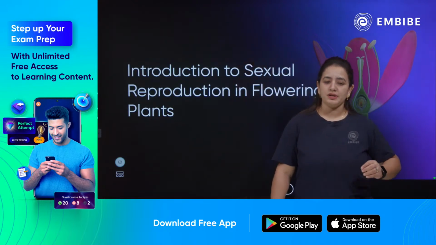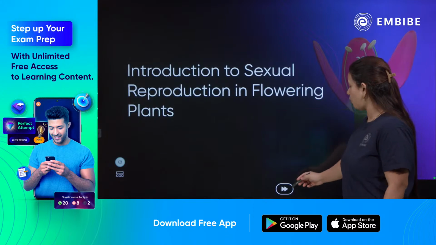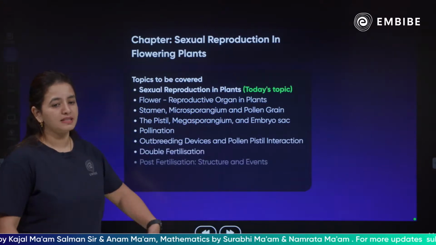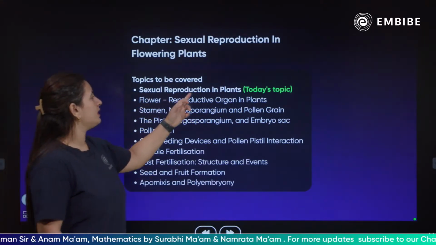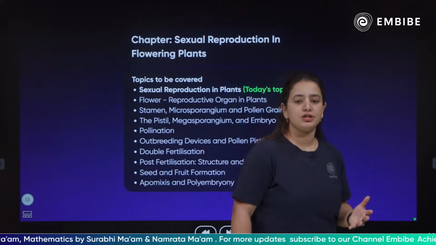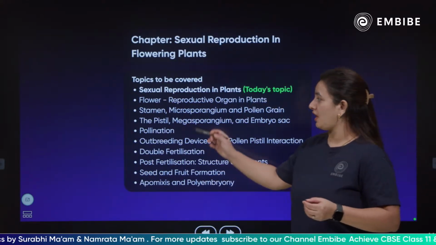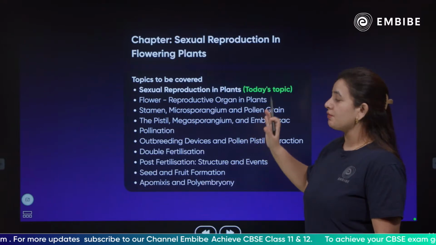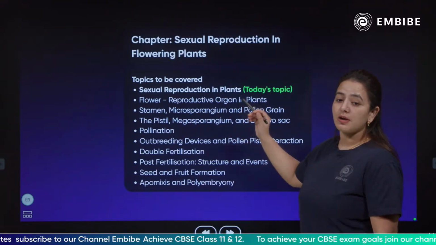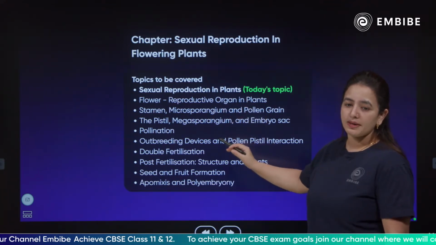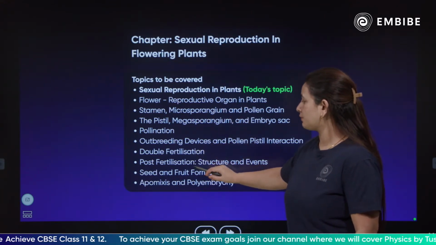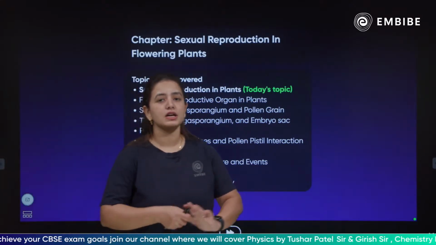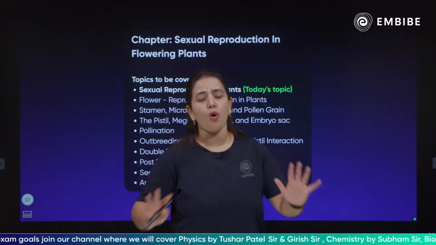Okay, so let's start our session with the very first thing. Children, all the topics related to this particular chapter will be covered in the coming sessions. Today's topic is just the introduction to sexual reproduction in flowering plants. Then we're going to study the flower also. Then we're going to jump to the stamen. We're going to discuss the whole androecium. Then we're going to discuss the gynoecium. We're going to study pollination, then outbreeding devices, double fertilization, post fertilization, seed and fruit formation, and apomixis and polyembryony.